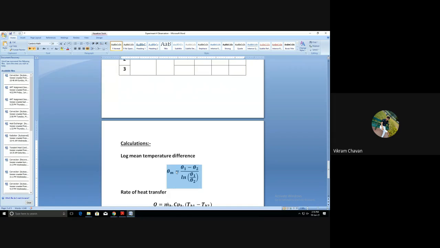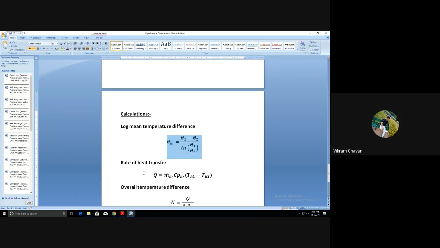Okay. Then once you determine this logarithmic mean temperature difference, the next point you can calculate is the rate of heat transfer. You have the mass flow rate for the hot fluid, then the Cp value for water is the given quantity, and you have taken the readings for inlet and outlet temperature for the cold fluid and hot fluid.